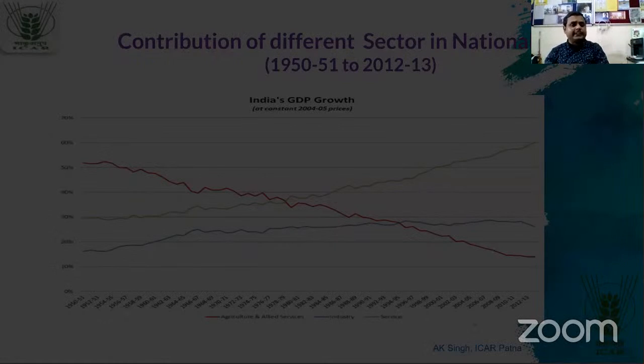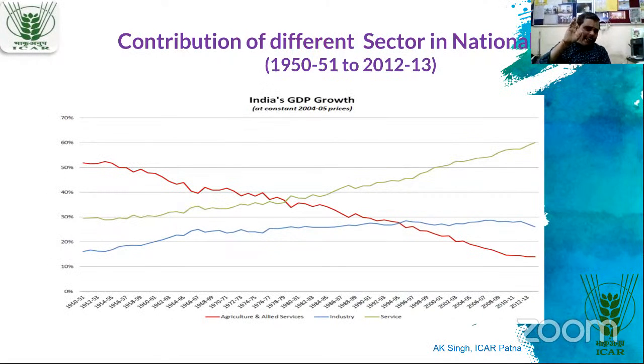If you see this graph, at the time of independence, our agriculture contribution in GDP was 50%, which is less than 15% right now.